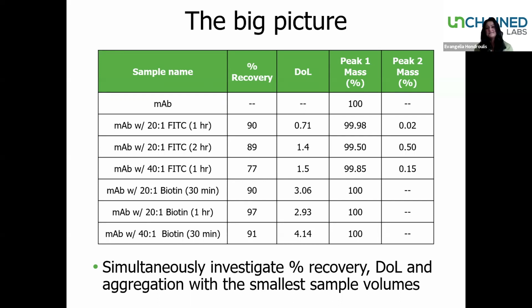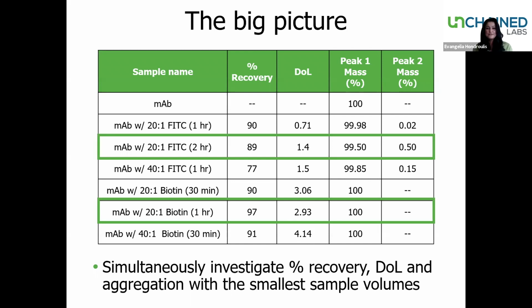Now, using all this information that you get from the Stunner, you can determine the best label to antibody ratio. And in our case, we chose the 20-to-1 FITC at 2-hour incubation and the 20-to-1 Biotin at 1 hour incubation. Both these conditions gave us the best degree of labeling without sacrificing too much of that antibody performance and functionality.